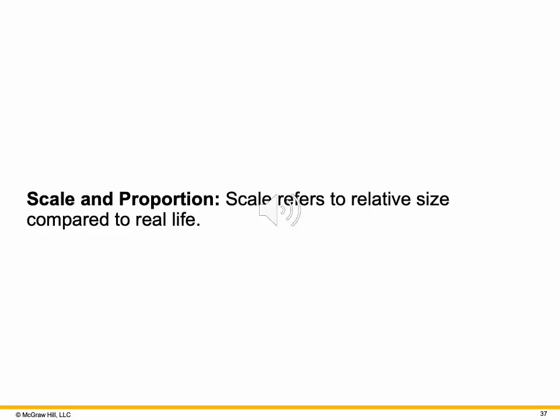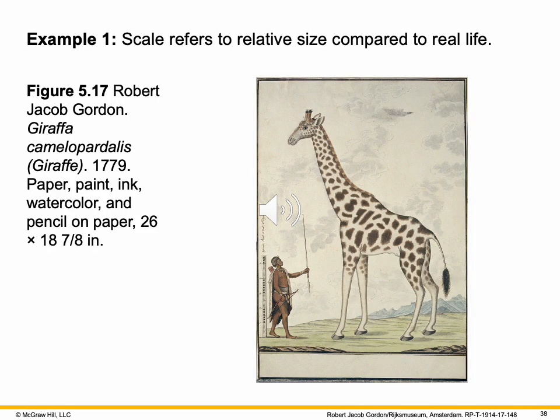Scale refers to relative size compared to real life. Scale and proportion both have to do with size. Scale means size in relation to a standard or, quote-unquote, normal size. Normal size is the size we expect something to be. For example, a model airplane is smaller in scale than a real airplane. A 10-pound prize-winning tomato at the county fair is a tomato on a large scale.